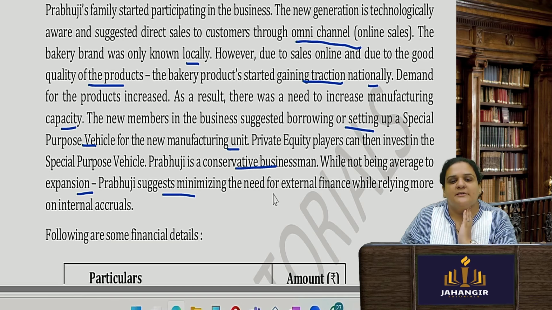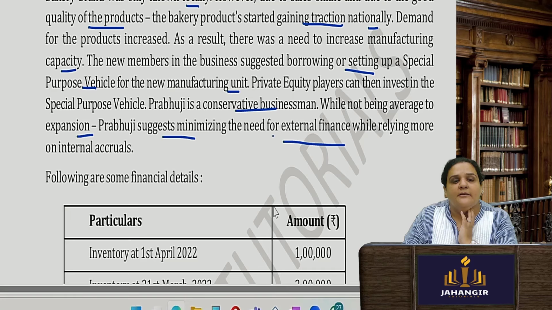Prabhuji is a conservative businessman while not being averse to expansion. Prabhuji suggests minimizing the need of external finance while relying more on internal accruals.